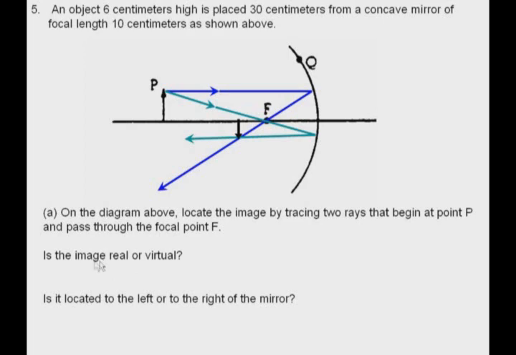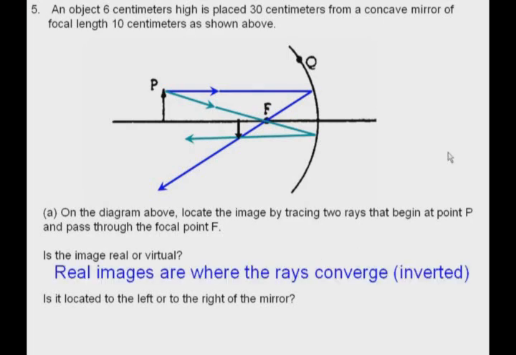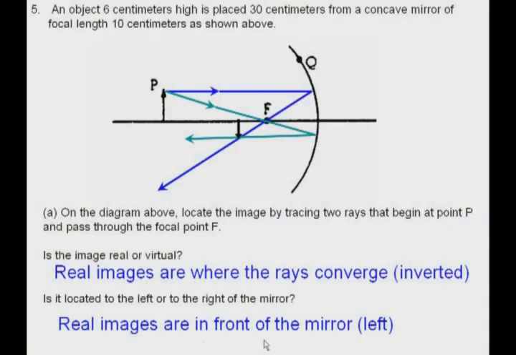Is the image real or virtual? This is a real image. I recognize it's real because it's inverted. However, when you're explaining that, you don't say because it's upside down. You say real images are where the light rays converge. If the light rays converge, that's what makes it a real image, and that's the definition of what a real image is. Is the image located right or left of the mirror? Real images have to be in front of the mirror, on the left side.